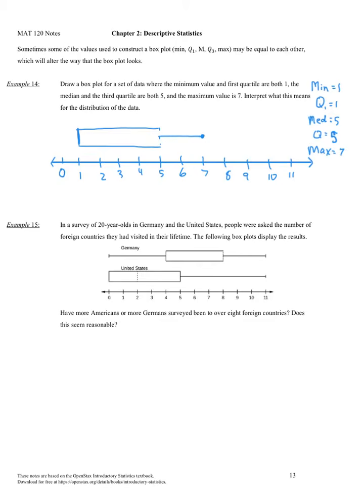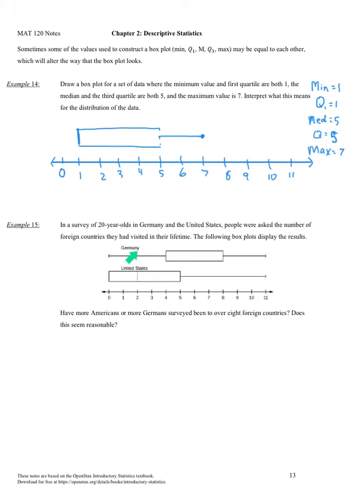And what does this mean? In this case, 25% of our data is equal to 1, whereas 25% of our data is between 1 and 5. At least 25% of our data is actually equal to 5, and 25% of our data falls between 5 and 7.